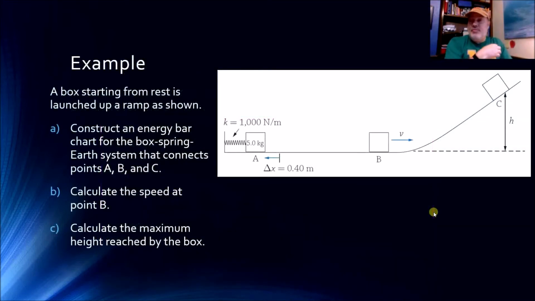So here's an example. A box starts from rest and is launched up a ramp as shown. There's a spring that's compressed 0.4 of a meter. There's a spring constant, there's the mass, and it's launched and goes up this ramp and will eventually stop because it only has so much energy. So construct an energy bar chart for the box, spring, earth system for these 3 points. Calculate the speed at point B and what's the maximum height that this box will reach.